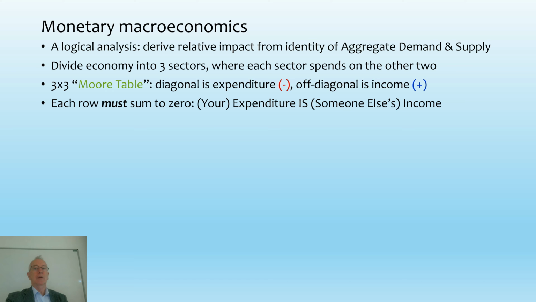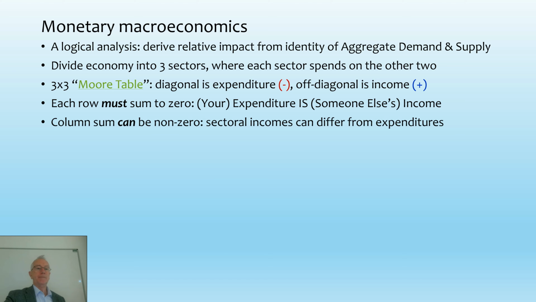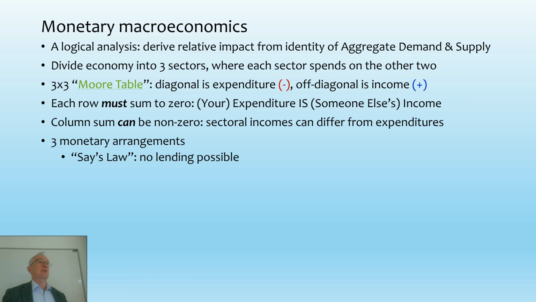So each row has to sum to 0. Okay. On that basis, the expenditure is income. Columns can differ from 0 because sectoral income can differ from sectoral expenditure. And there's 3 possible monetary arrangements. One is where money exists, but you can't save and you can't lend and you can't borrow. Okay. So I call that Say's law.